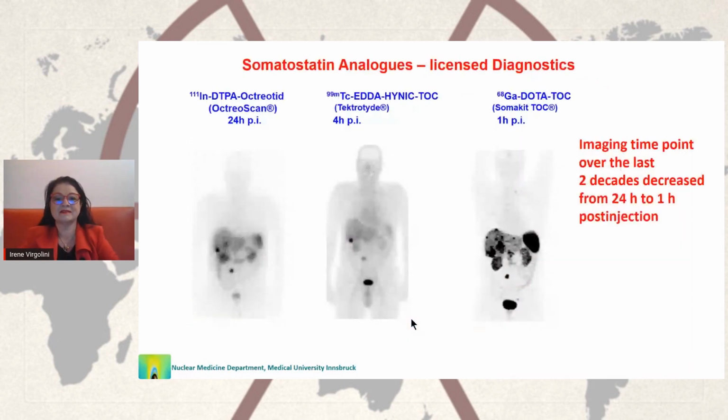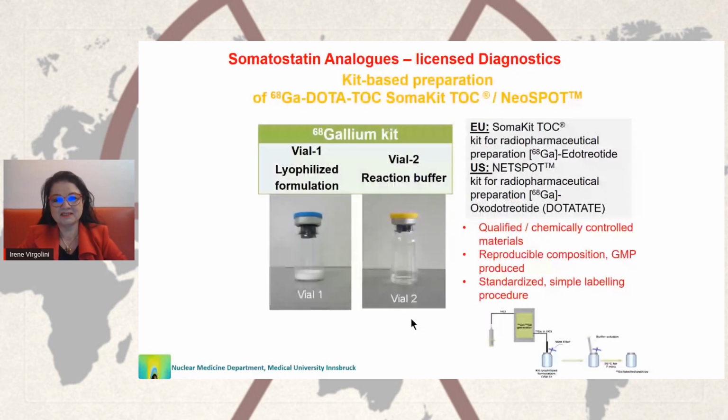When we look at the gallium-labeled somatostatin receptor compounds, one of the major advantages is that we will get the image already one hour after injection of the radioligand, whereas, for instance, compared to Octreoscans 30 years ago, we had the image only 24 hours after intravenous injection. So we have registered products now, SomatoKit in Europe and Neospot in the US.